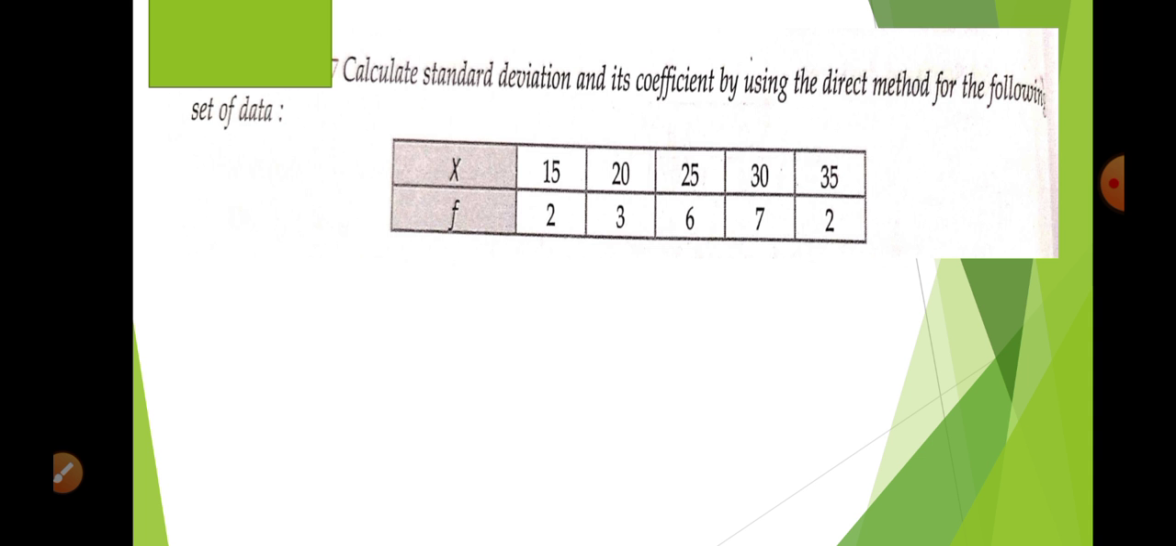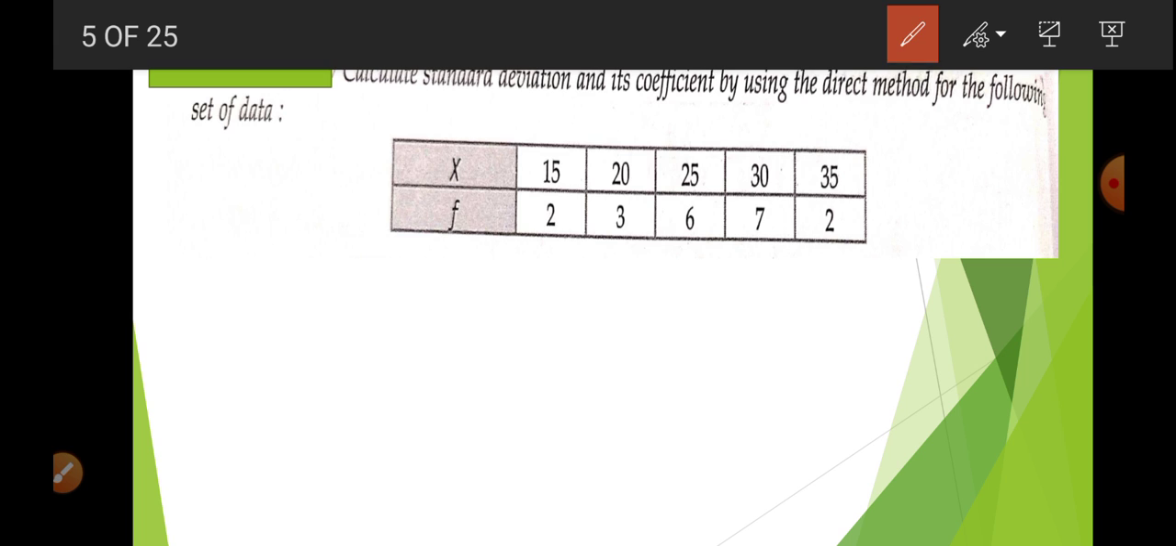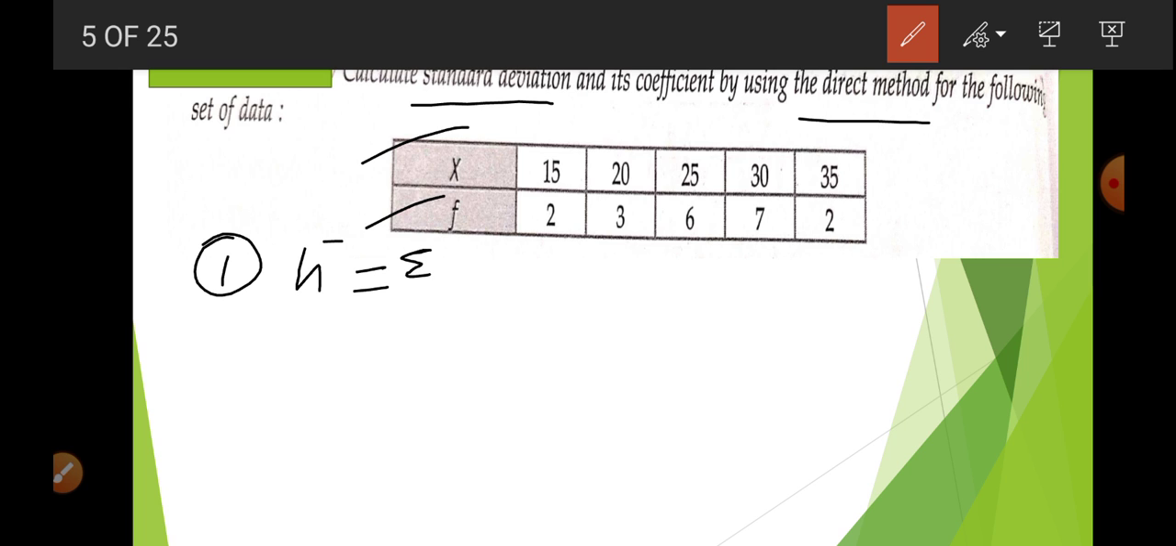Okay student, now this is the question. You have to calculate standard deviation by direct method. Okay, now here x and f is given. So first step, what are you going to do? First step, you are going to calculate mean, that is sigma fx upon sigma f.